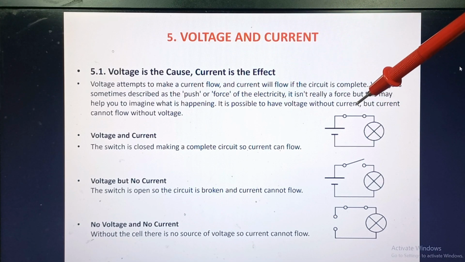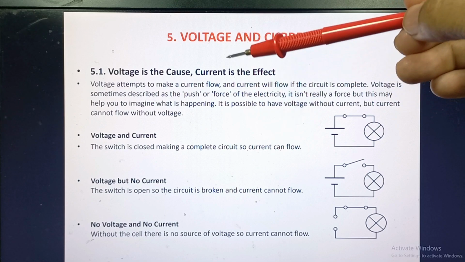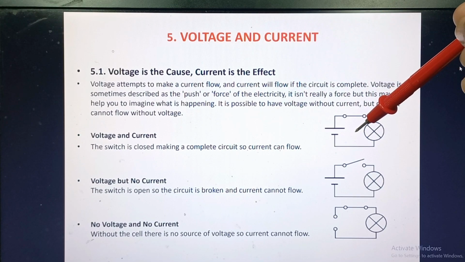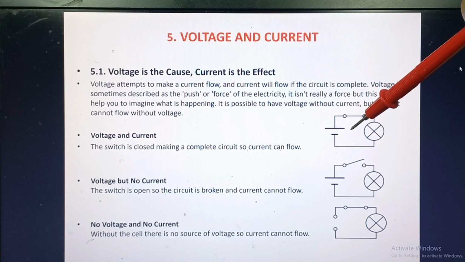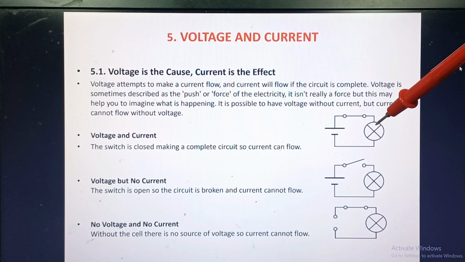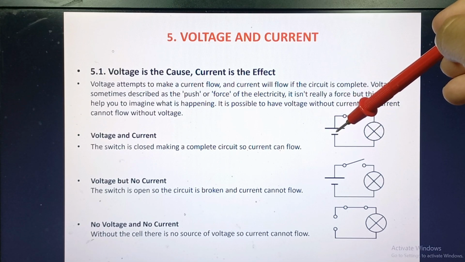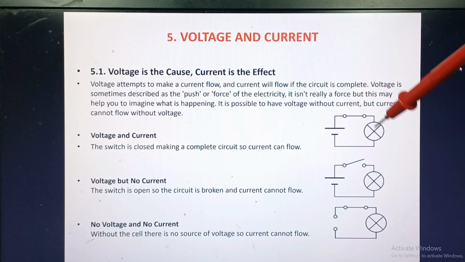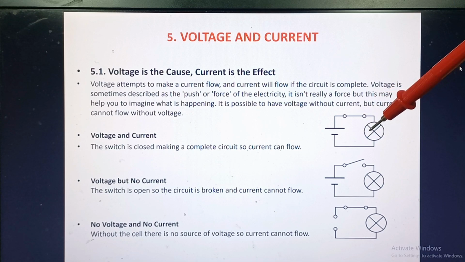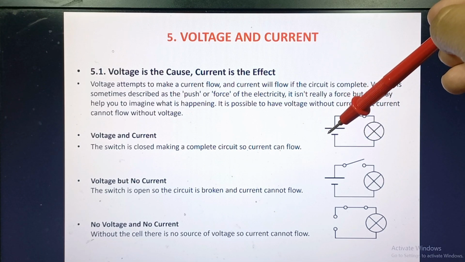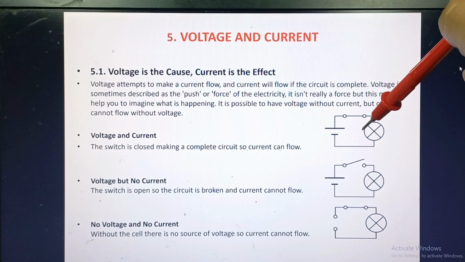Here you can see the three circuit configurations. In this one, you have the voltage and the current. Because the circuit is in closed circuit configuration, you have connected the load in series with the power supply in this circuit. The current is flowing now. The switch is already closed, making a complete circuit so current can flow. So here, voltage and current both are present.